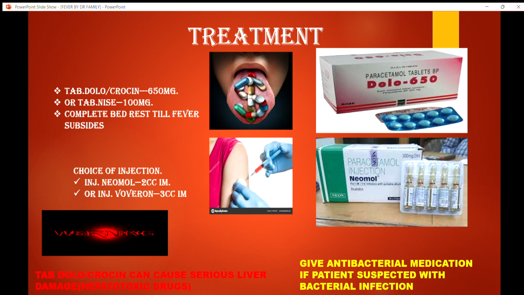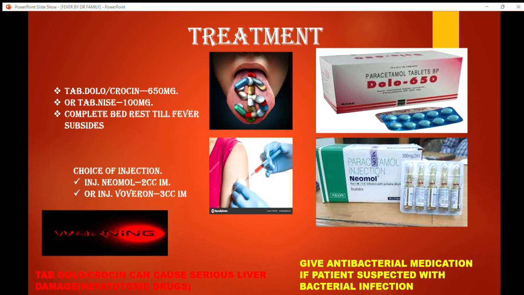And if you go with the treatment of fever, mainly we use paracetamol, that is Dolo or Crocin, 650 milligram. That is nothing but paracetamol. Paracetamol is analgesic, antipyretic, and anti-inflammatory, with less anti-inflammatory and more analgesic and antipyretic action. Antipyretic means it decreases our body temperature by acting against the pyrogen, and it has an analgesic property. It decreases our pain.